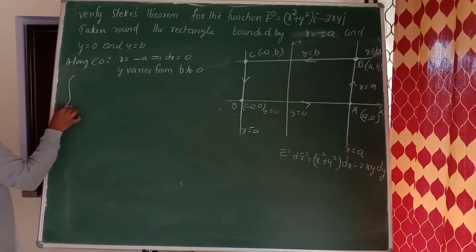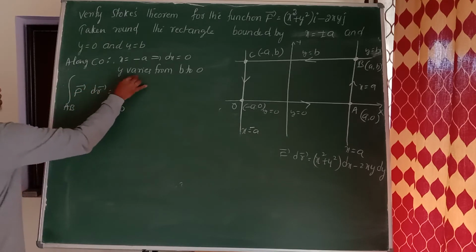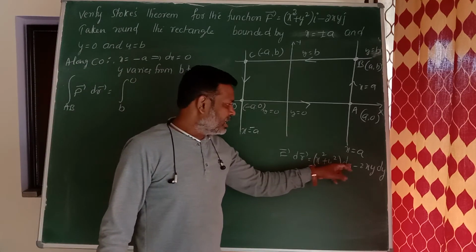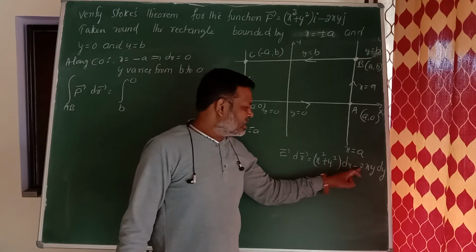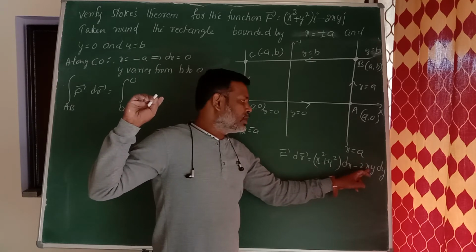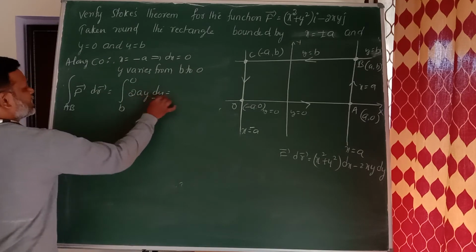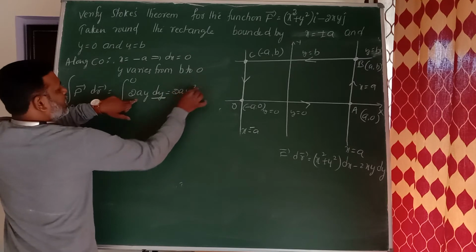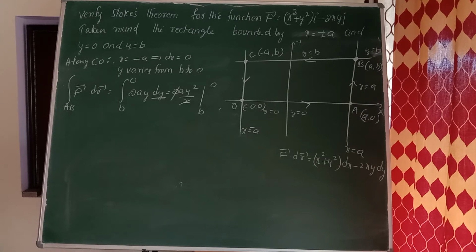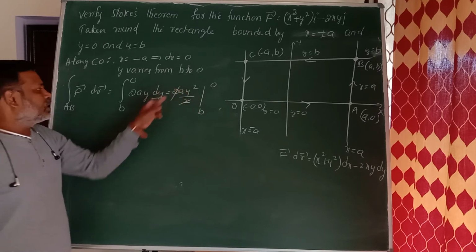So along CO, the integral of F dot dr is from b to 0, with x equal to minus a. Minus a square is a square plus y square, and dx is 0, so that term is gone. Then minus 2 into x, that is minus 2 into minus a, becomes 2ay into dy. Integrate with respect to y: this becomes 2a y square by 2, from b to 0. The 2 cancels, and there is no need to apply the upper limit because it is 0. So 0 minus b square gives minus ab square.